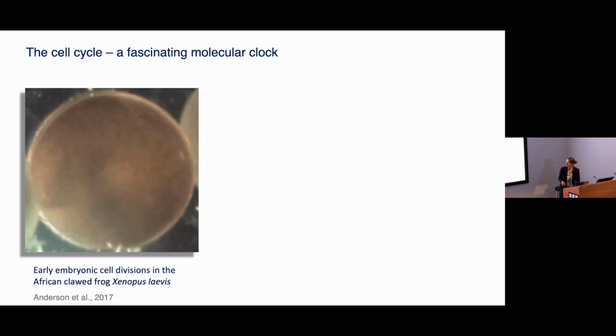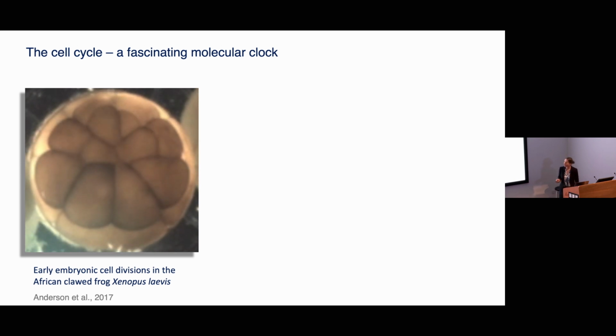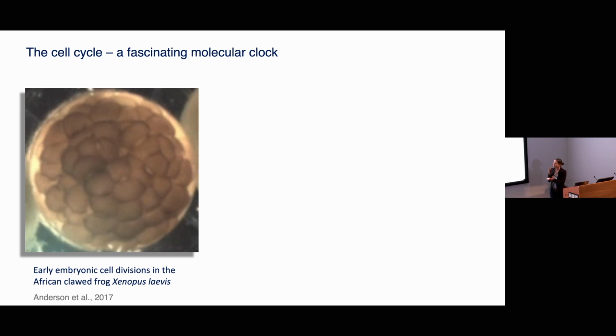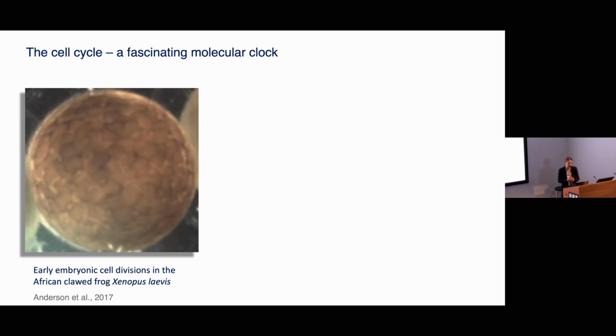As my title already suggests, my favorite biological oscillator is the cell cycle, which you can see here beautifully in action. These are the early embryonic divisions of the African clawed frog, Xenopus laevis. And I hope you can appreciate how highly synchronous, very fast, almost clock-like these divisions are.